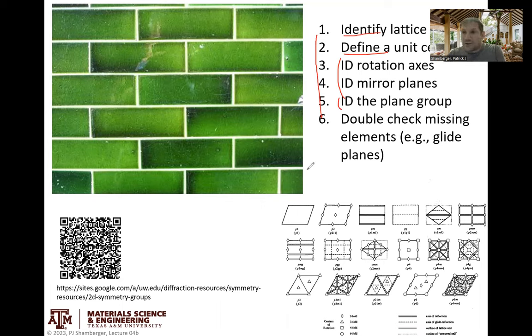is up here. And I really want to focus on some of the shortcuts or tricks or techniques that we can use to rapidly identify all the symmetry that's there and which plane group it is.